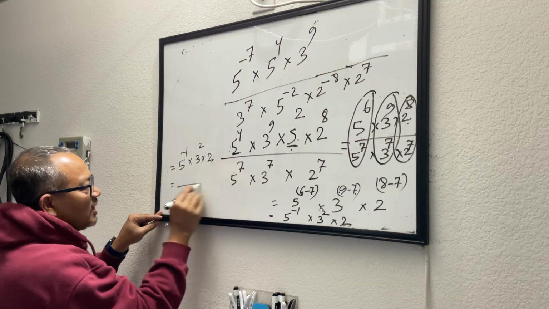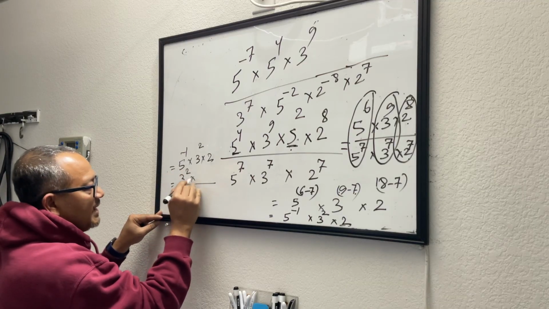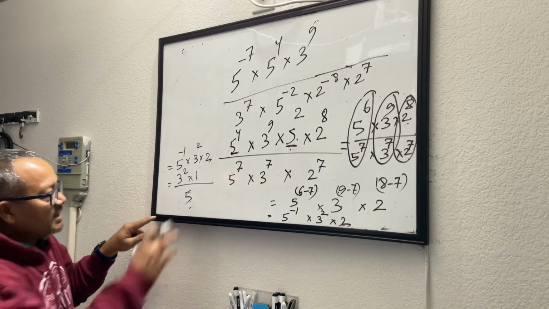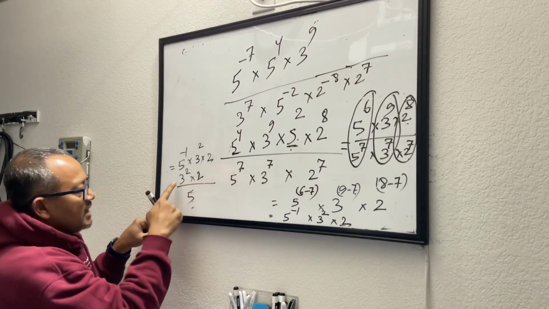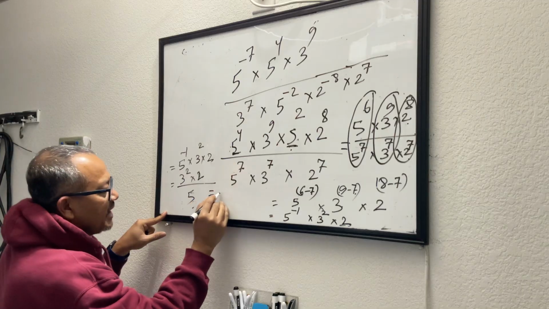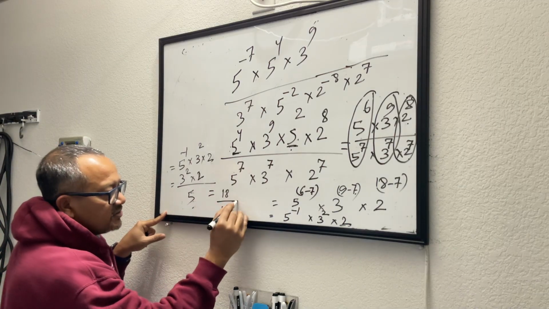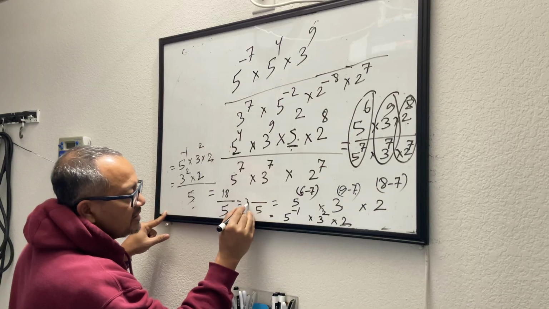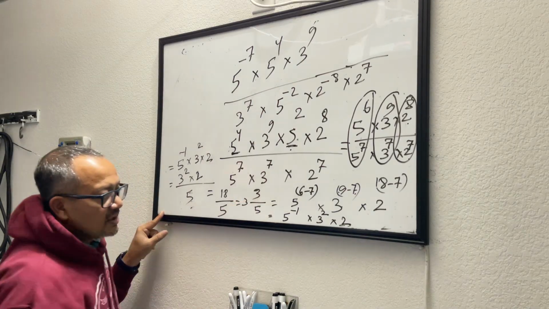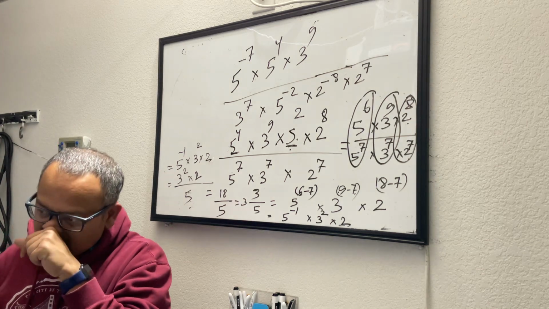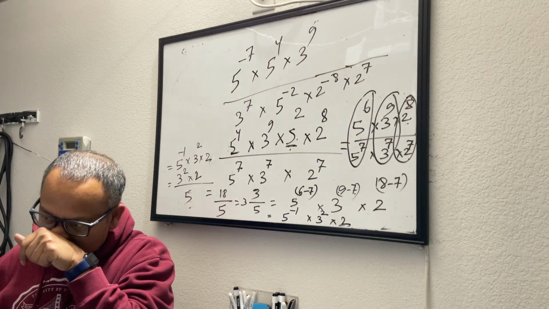5 to the power minus 1 will move down and become 5 to the power 1. And then this is 2, sorry. 3 to the power 2 is 3 into 3, 9 into 2, 18, divided by 5. So that is how it became 18 over 5. Does it make sense to everybody, or was I just rushing through it?